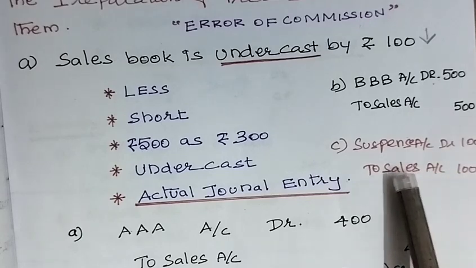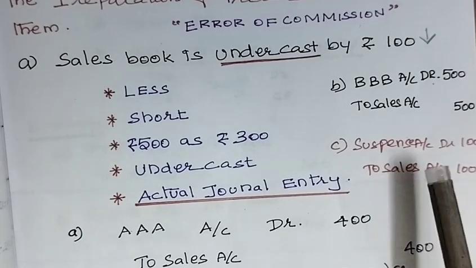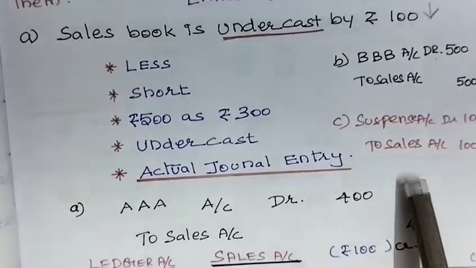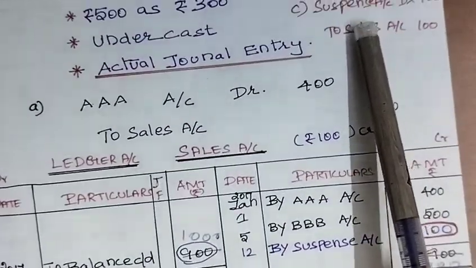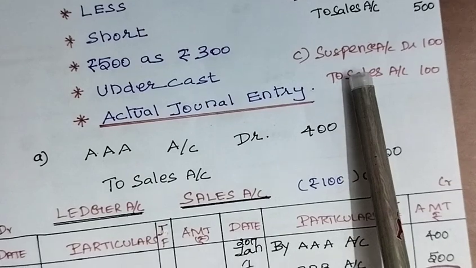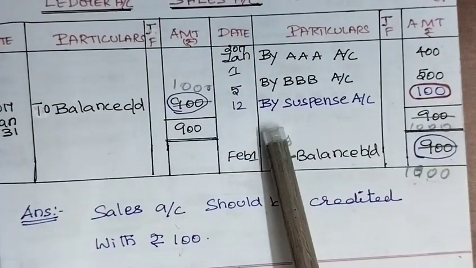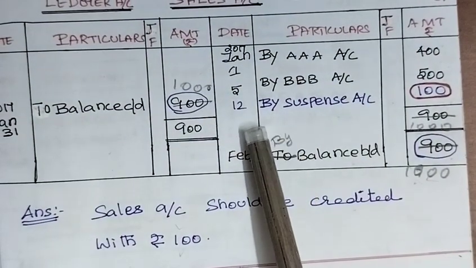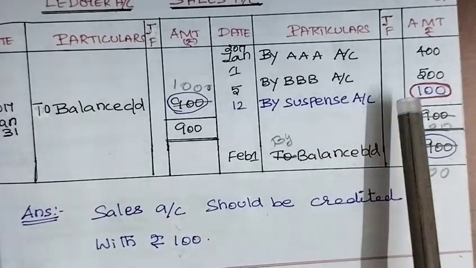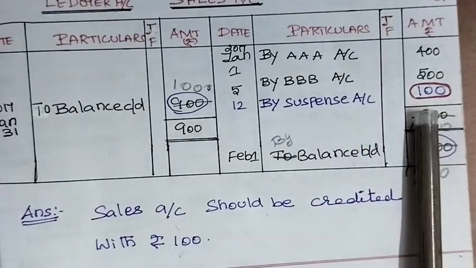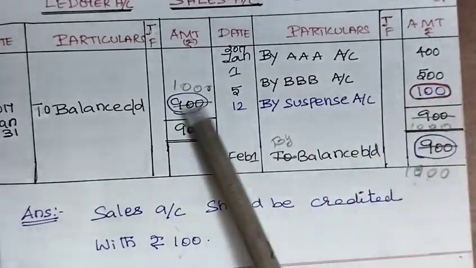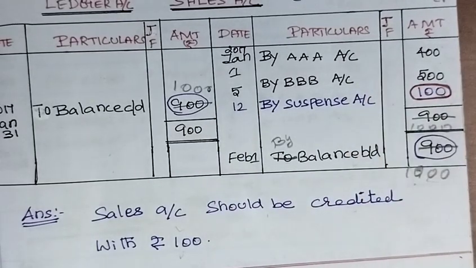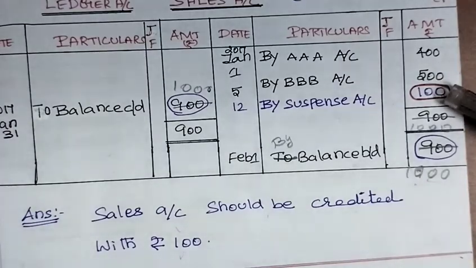In the ledger, how do you post this sales account? Under the sales account, where is the sales account? On the credit side. What is the opposite account? Suspense account, right? So listen here. We have to write "by suspense account 100 rupees." Shortage 100 rupees we write here, okay. So everything will be changed. How much shortage? 100 rupees. We have to rectify it now, okay.